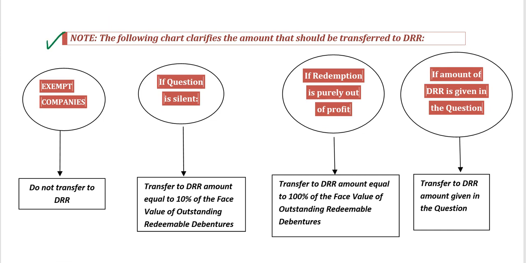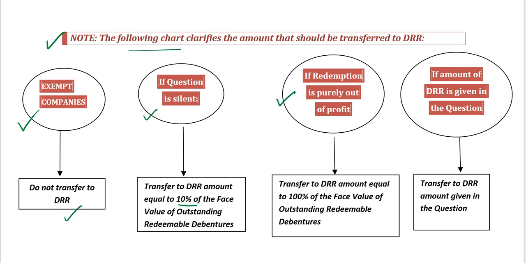The following chart will clarify the amount that has to be transferred to Debenture Redemption Reserve. In the case of exempt companies, do not transfer any amount to DRR. If the question is silent, then we need to transfer to DRR an amount equal to 10% of the face value of outstanding redeemable debentures.